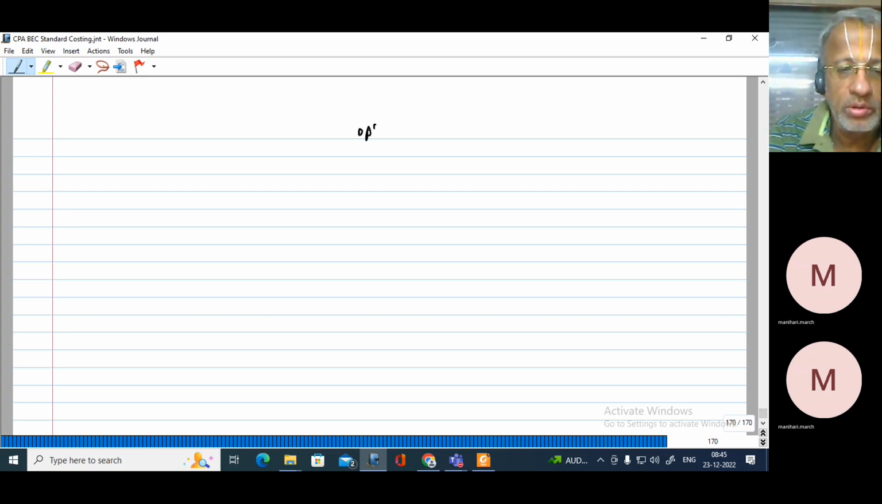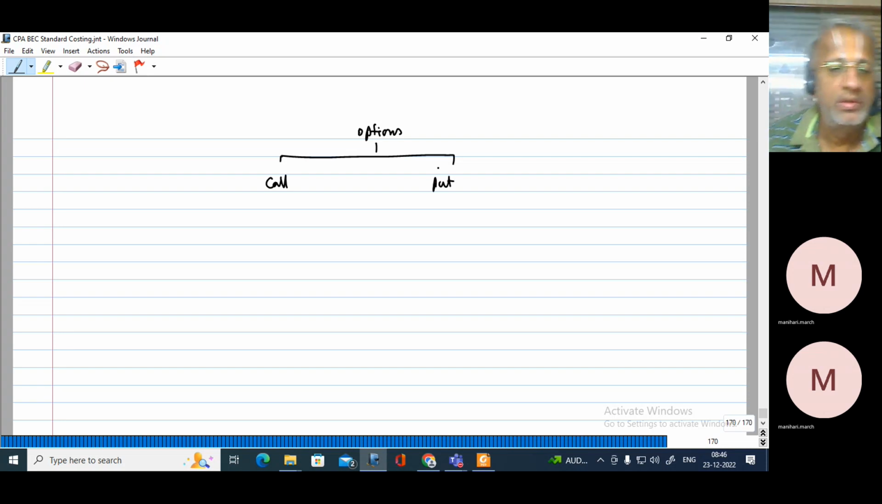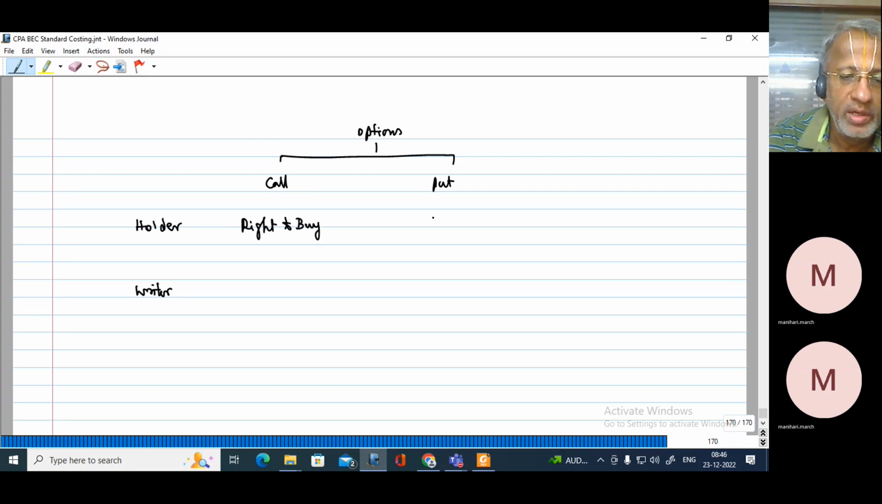See, as you know, options are of two types: call option and the put option. Where you have two parties, one is a holder, the other one is a writer. The call option will give the holder the right to buy. Put option is where he has got the right to sell.